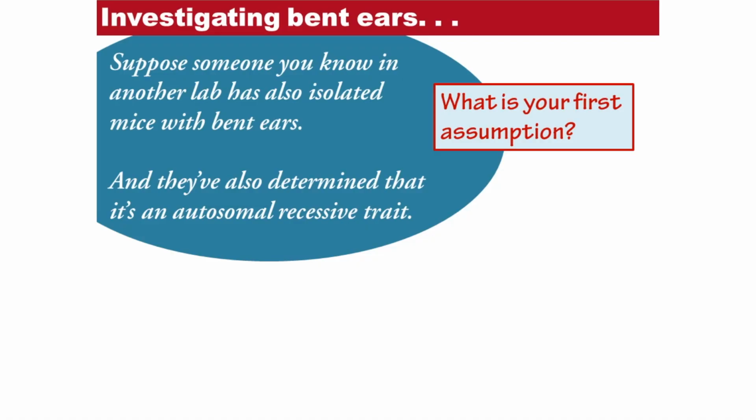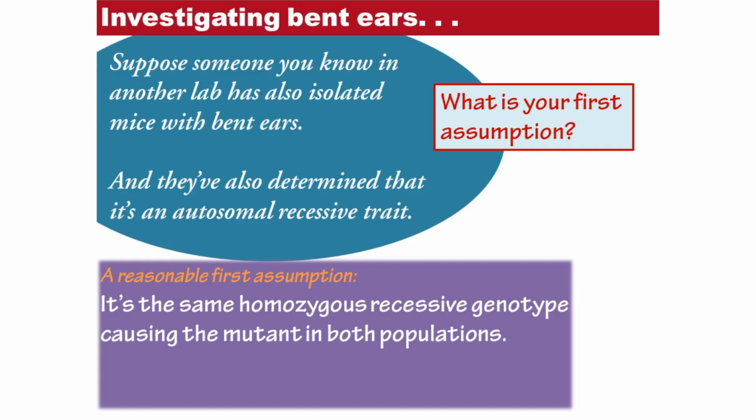So you've got your bent-eared mice. Your friend on the other side of the country has their bent-eared mice. You both know that they're autosomal recessive. What's your first assumption going to be about the genetics of this trait? Well, we like to use what we call parsimony. The simplest explanation is typically the one we're going to assume is correct until we have reason to believe otherwise. So you would just say, all right, it's probably the same mutation, probably the same thing in both populations that is causing it. There is one gene, and if you have an autosomal recessive, you're going to have the bent ears. Could you test that hypothesis?